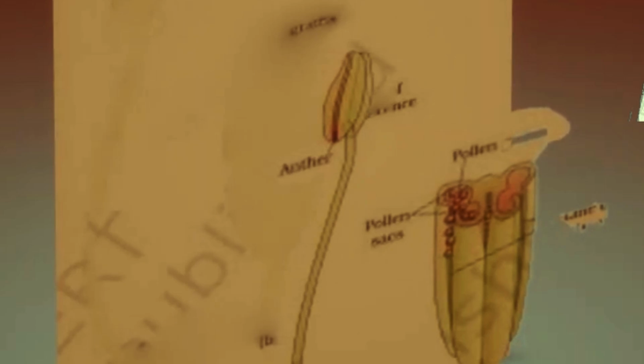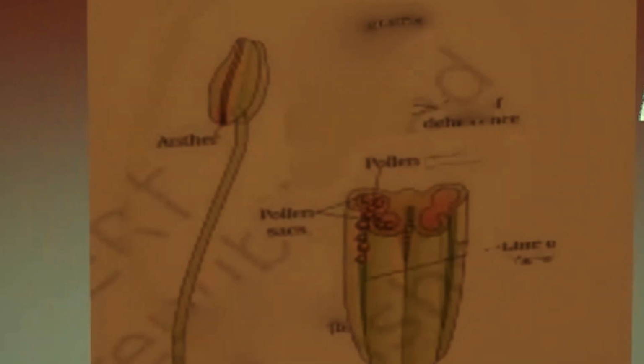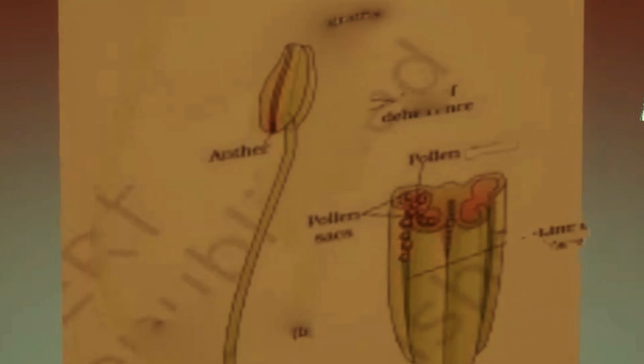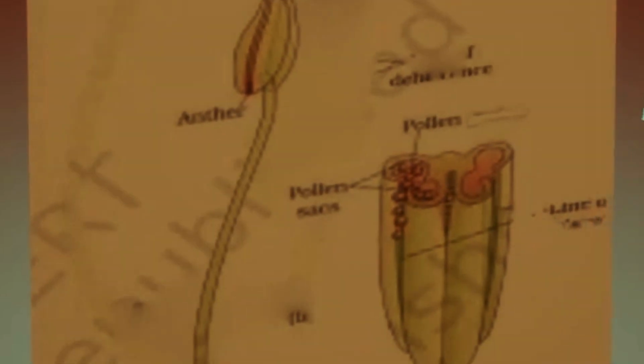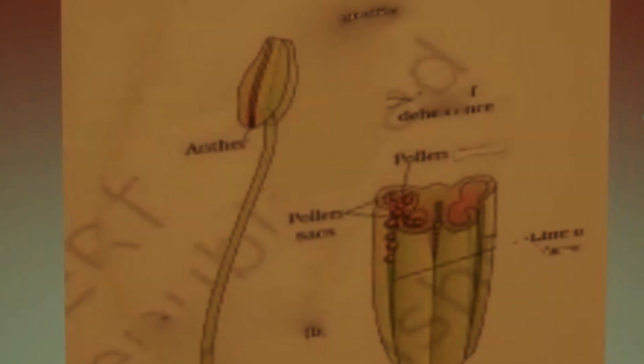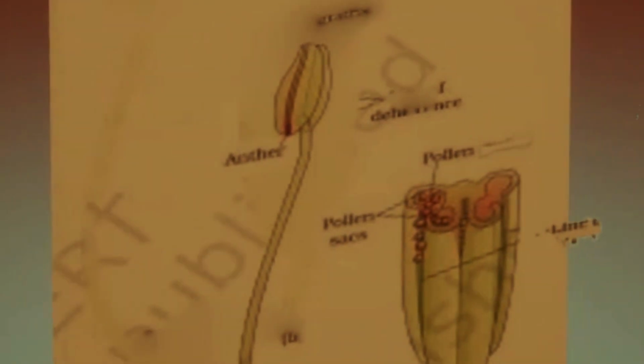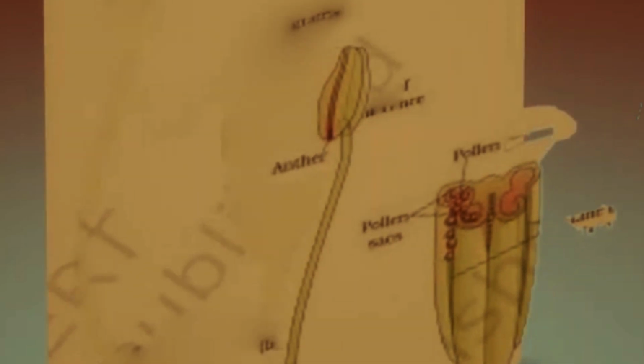2 lobes, each with 2 theca. They are surrounded by wall layers. These are epidermis, endothecium, middle layer, and tapetum. The function of tapetum is to nourish the developing pollen grains.